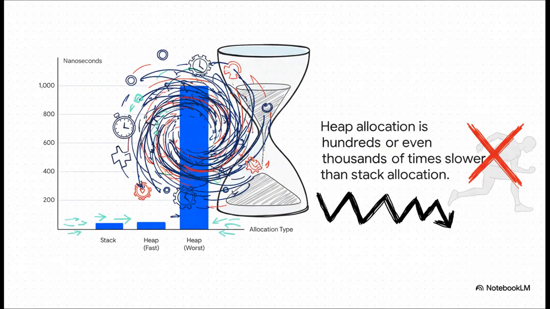And if you're a visual person, this chart says it all. In a best-case scenario, a heap allocation is over 300 times slower than a stack one. But in the worst case, we're talking thousands of times slower. This is the kind of difference that can absolutely kill your performance.